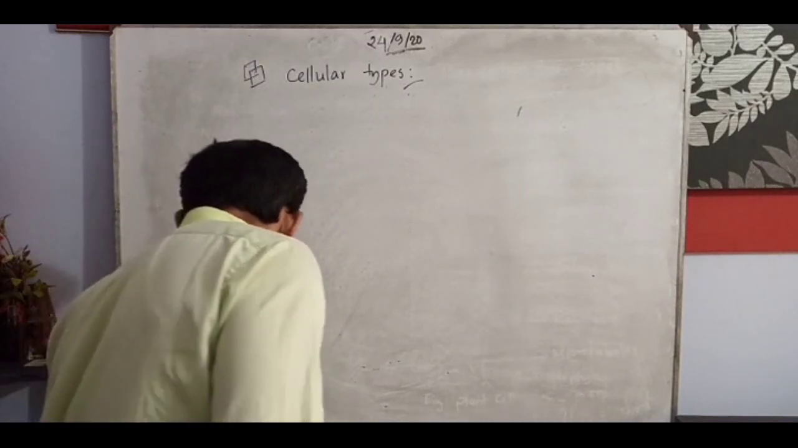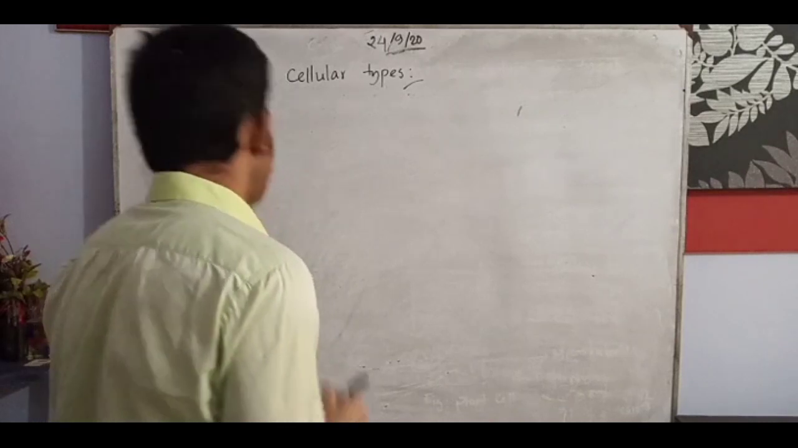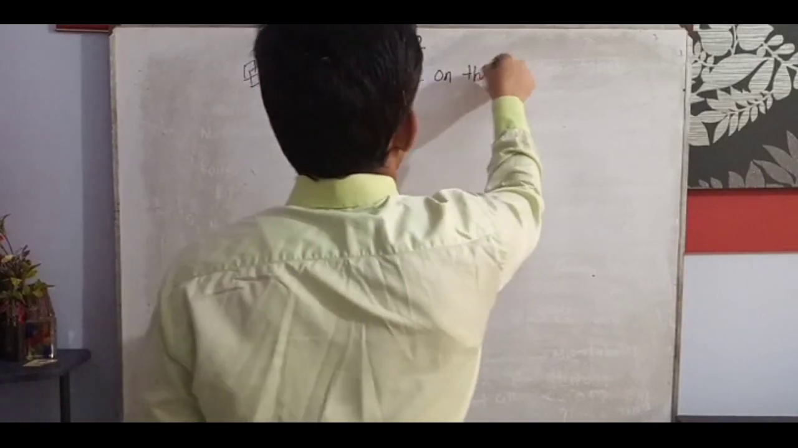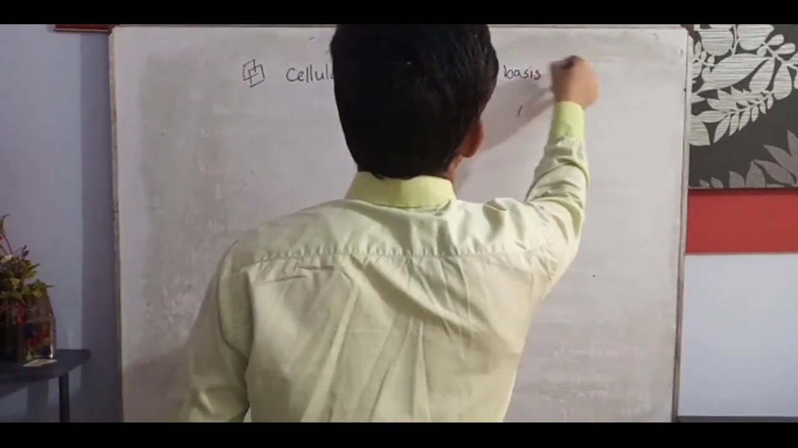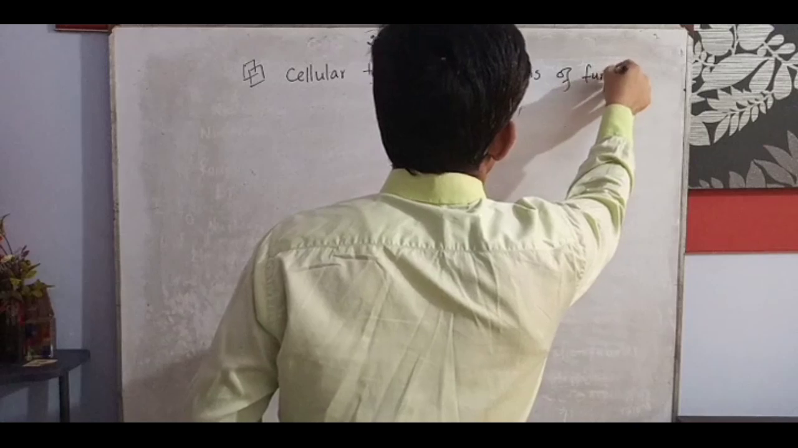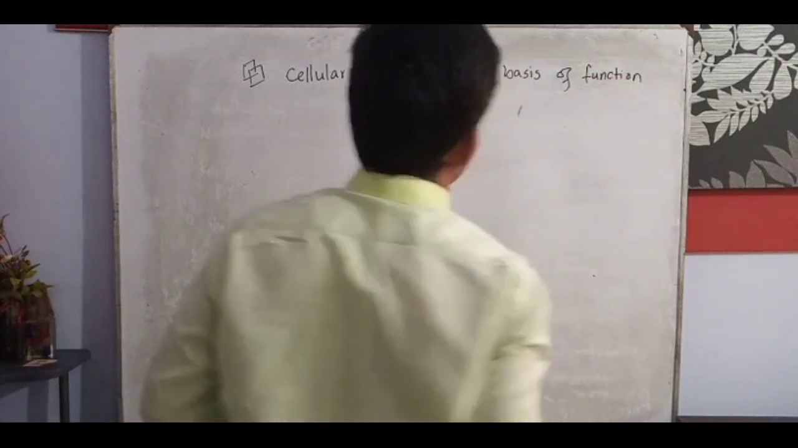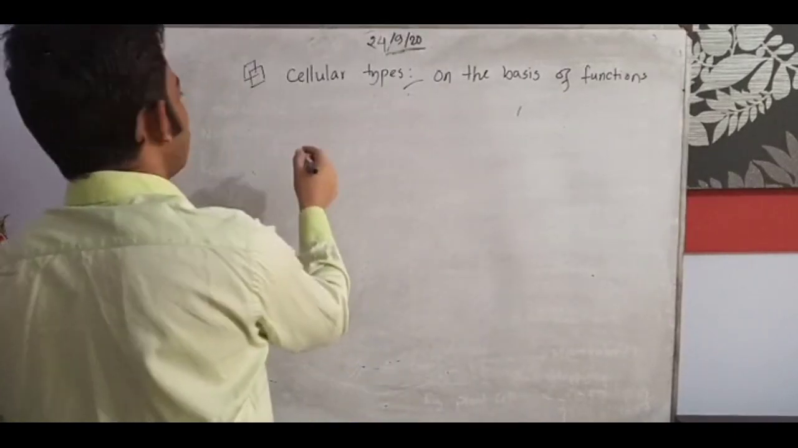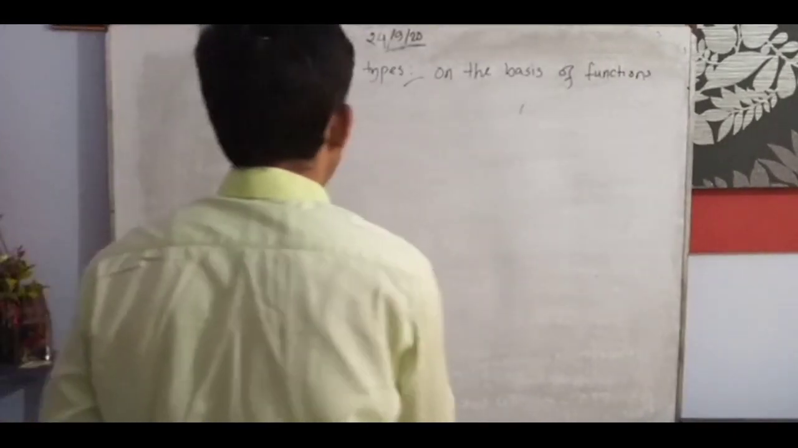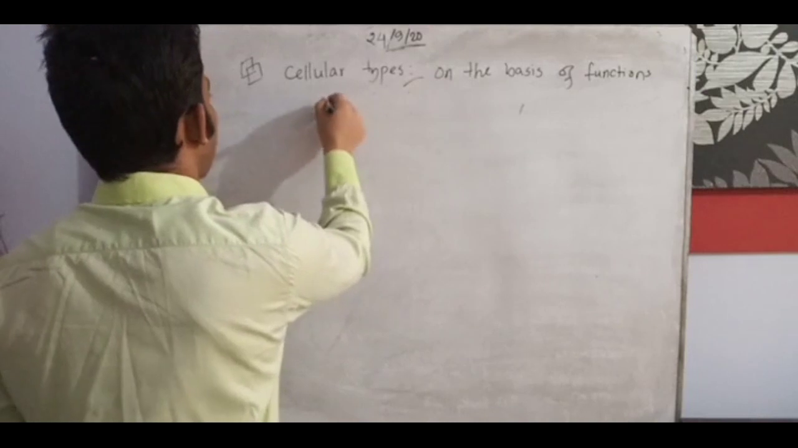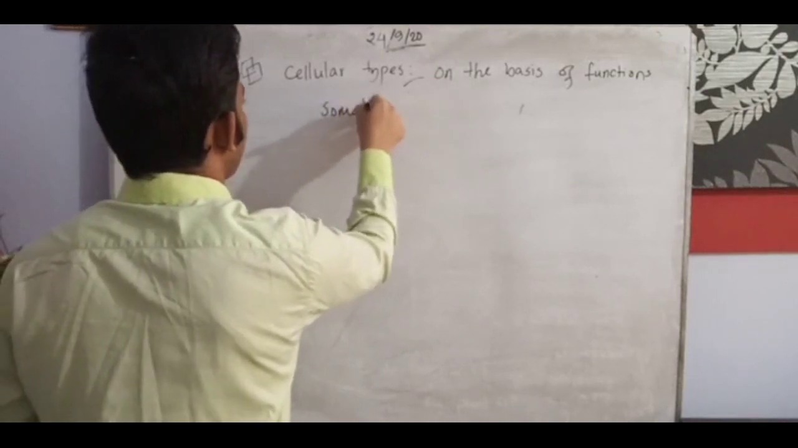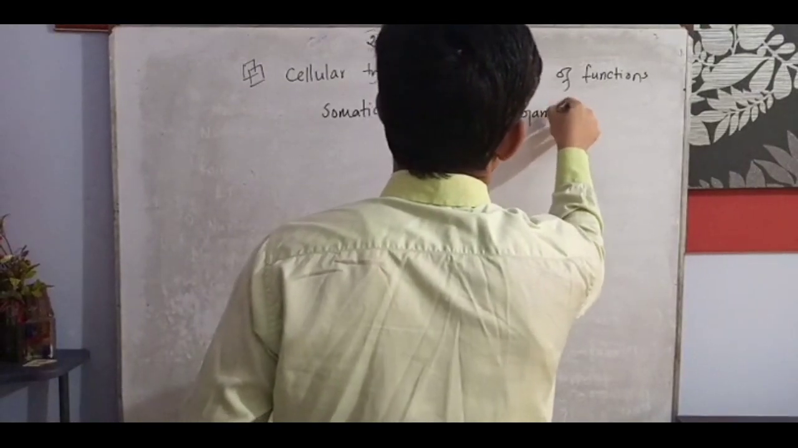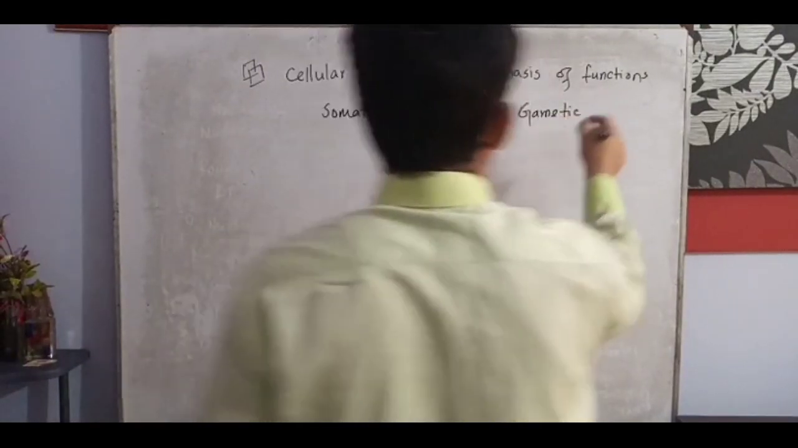Basically, on the basis of functions, we can say they are of two kinds. One is the somatic cell and another one is the gametic cell. Somatic cell and gametic cell.